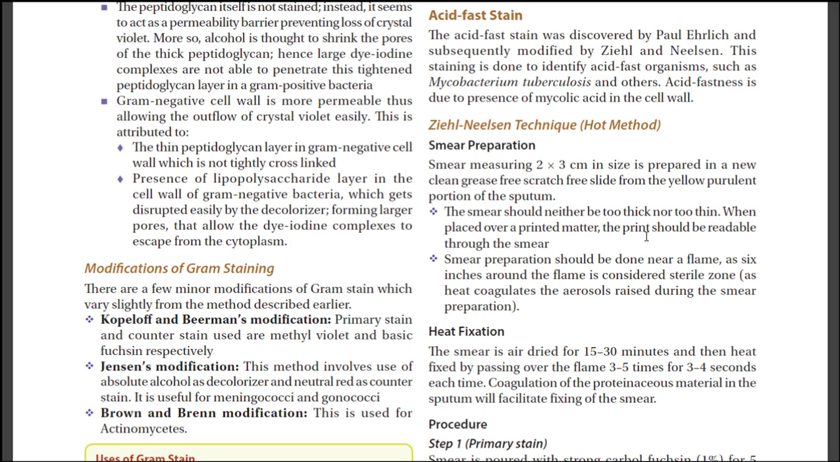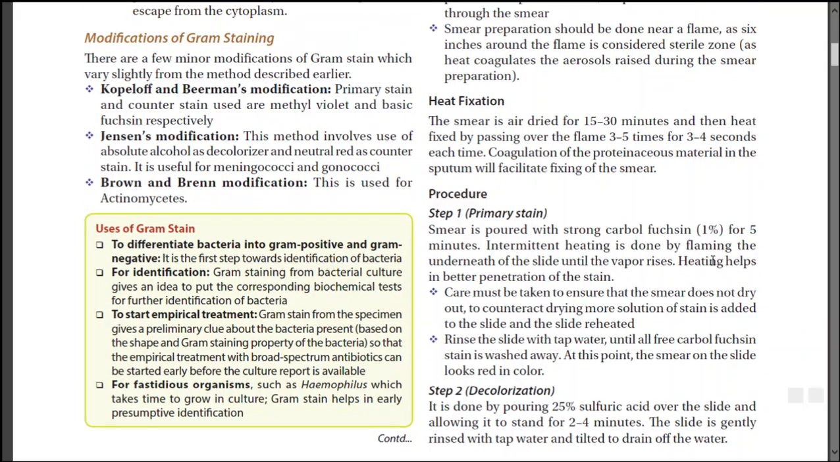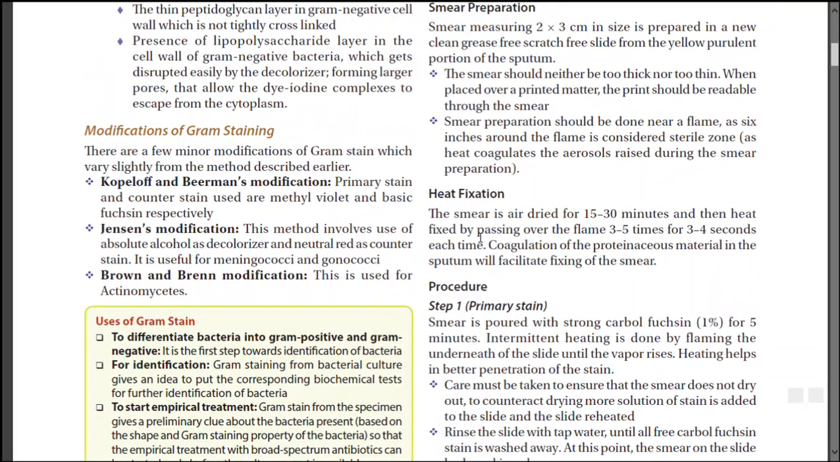The smear preparation should be done near a flame. We will see the steps directly, so we will understand the rest. First, what is heat fixation? The smear is air dried for 15 to 30 minutes and then heat fixed. First it is dried and then it is heated 3 to 5 times for 3 to 4 seconds. Coagulation of the proteinaceous material of the sputum will facilitate fixing of the smear. That is heat fixation.